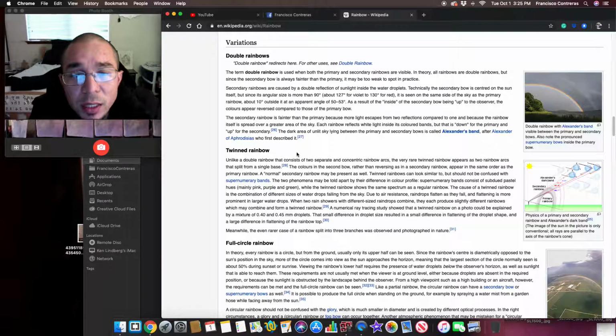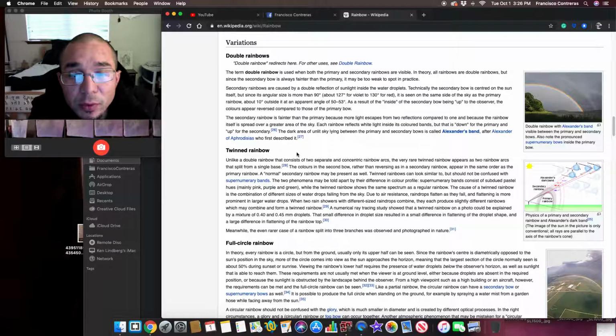Secondary rainbows are caused by a double reflection of sunlight inside the water droplets. Technically, the second rainbow is centered on the sun itself, but since its angular size is more than 90°, about 127° for violet to 130° for red, it is seen on the same side of the sky as the primary rainbow, about 10 degrees outside it at an apparent angle of 50 through 53 degrees. As a result of the inside of the secondary rainbow being up to the observer, the colors appear reversed compared to those of the primary bow.